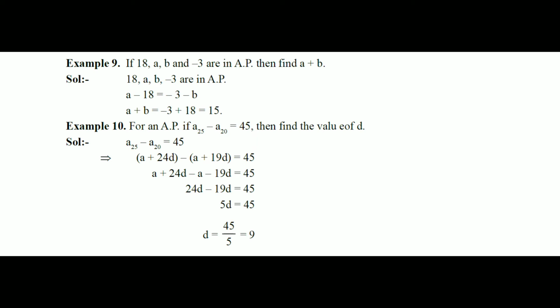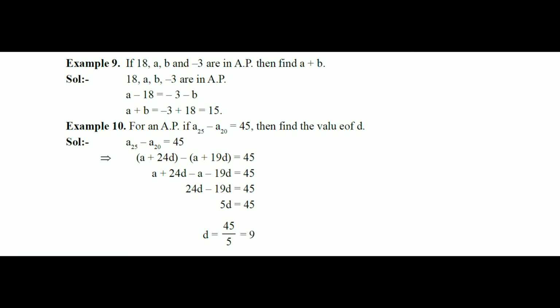In the next step, we will open up the brackets. We have the first bracket as a plus 24d. Then for the second bracket, we have a minus sign outside the bracket, so we write a as minus a, 19d as minus 19d, equal to 45. Plus a cancels with minus a and we are left with 24d minus 19d equal to 45.